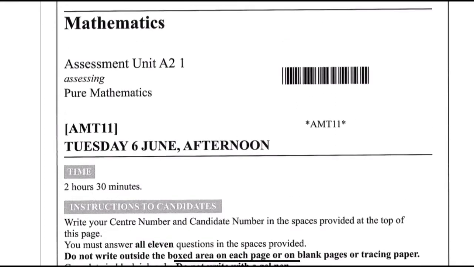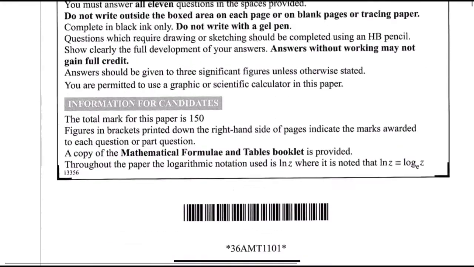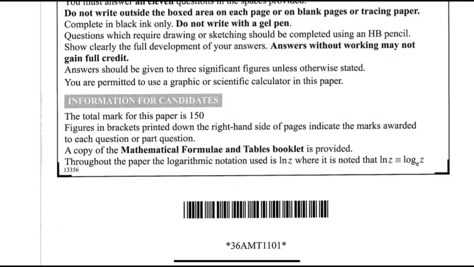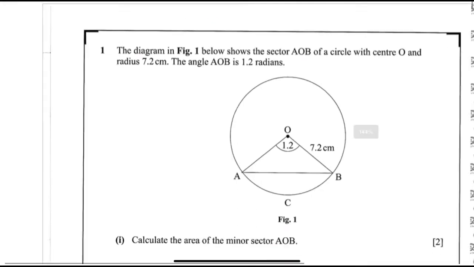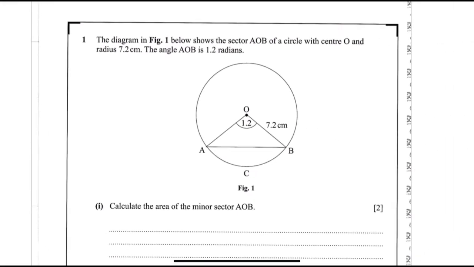Okay, these are the solutions to Summer 2023 CCEA Mathematics A21 unit. This is pure maths. First thing, it says to give answers correct to 3 significant figures unless told otherwise. Okay, question 1, a nice easy radians question to get us started.